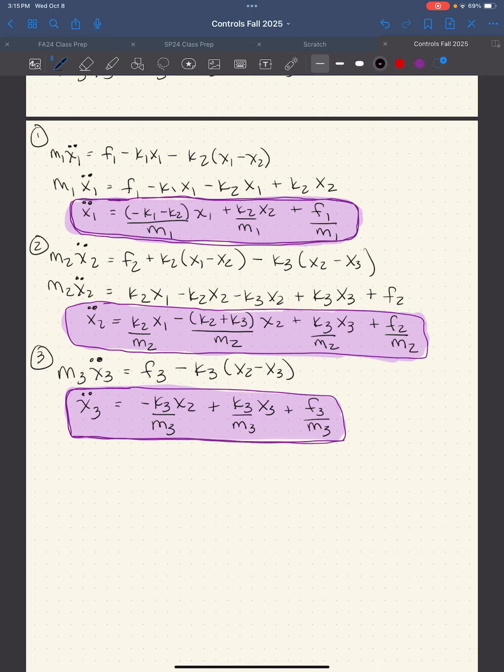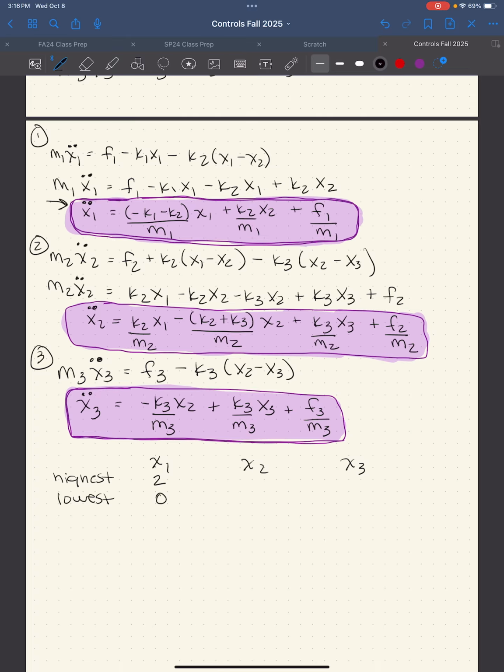Okay, so the process here is that we need to look at each variable in turn, x1, x2, and x3, figure out what is the highest order that that variable appears in these equations, and the lowest order. So for x1, the highest order is going to be this x1 double dot in this first equation. So the highest order is 2 because I have two derivatives. But then in these equations, I also have just a plain Jane x1 without any derivatives. So my lowest is 0.